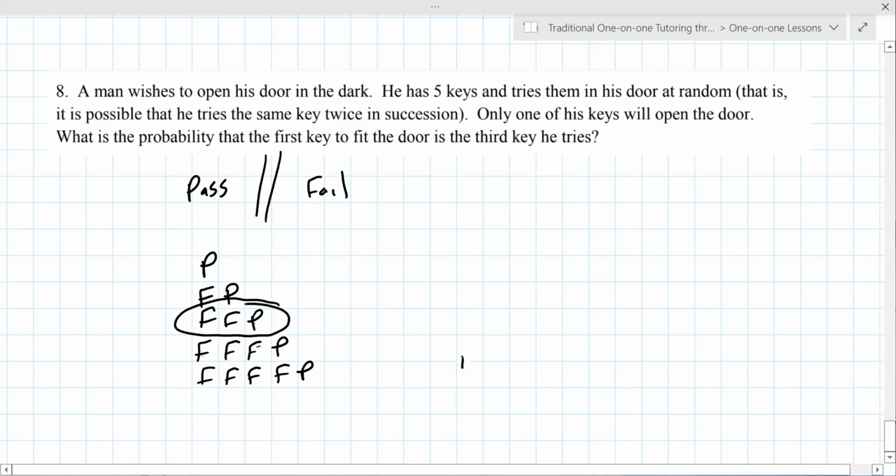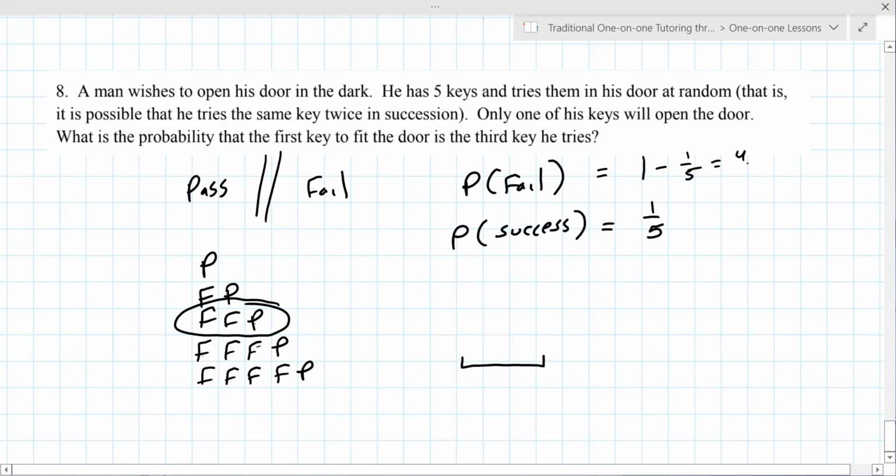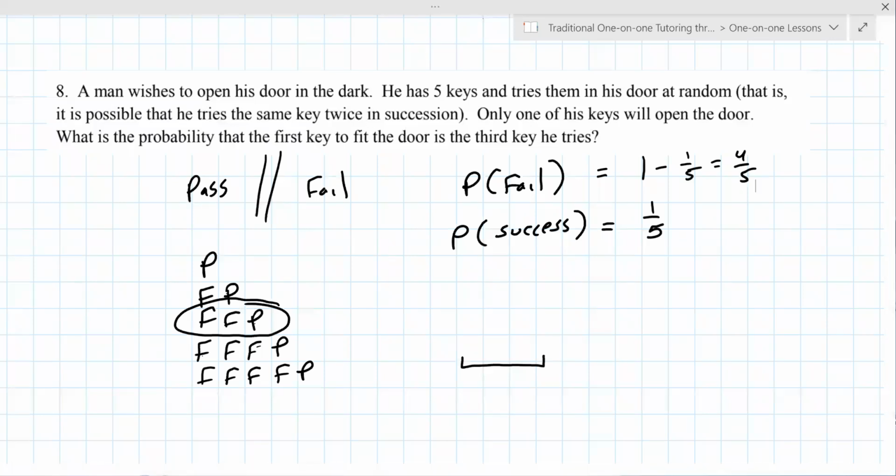Okay. So what you have to figure out in this problem is the probability of failing and the probability of success. Success is easier. There's 1 out of 5 keys that works. Failure is 1 minus success, or 1 minus 1/5, or 4/5. Fail and success have to add up to 1. So I'm writing it down. And then they have to add up to 1.